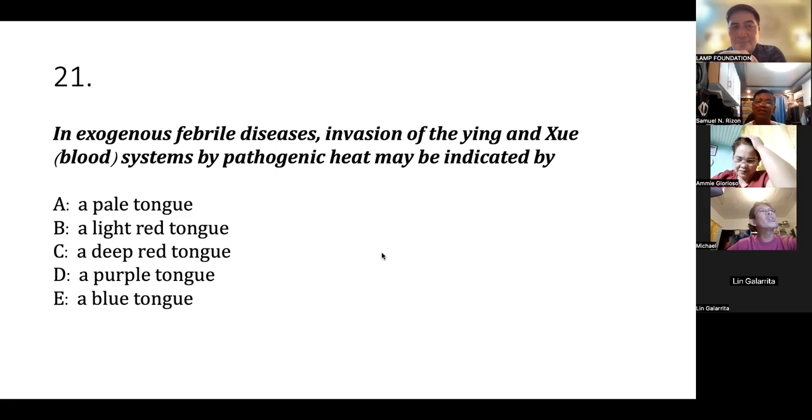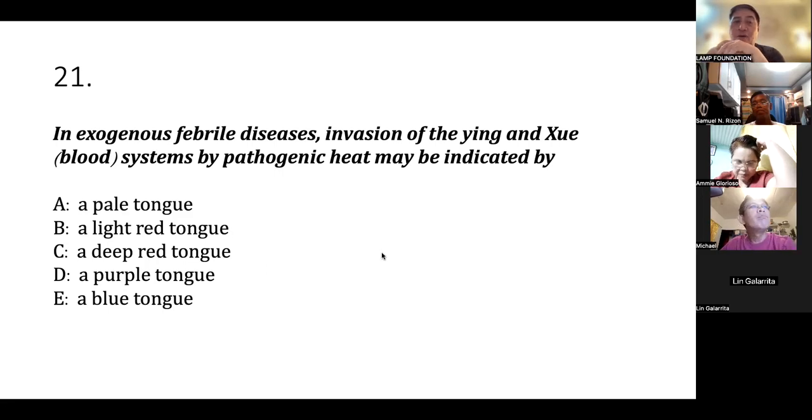Number 21. In exogenous febrile diseases, invasion of the ying and blood system by pathogenic heat may be indicated by A. Pale tongue, B. Straight red tongue, C. A deep red tongue, D. A purple tongue, E. A blue tongue. My answer to this one is letter C, a deep red tongue.